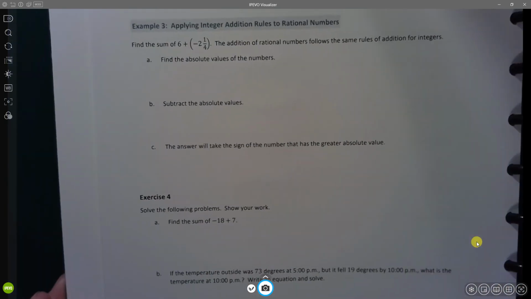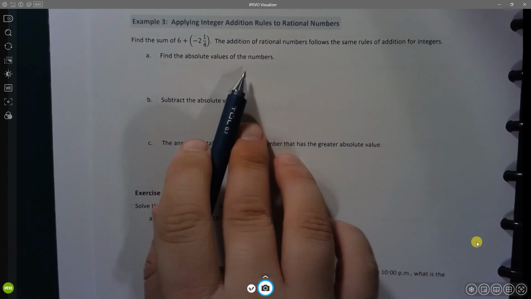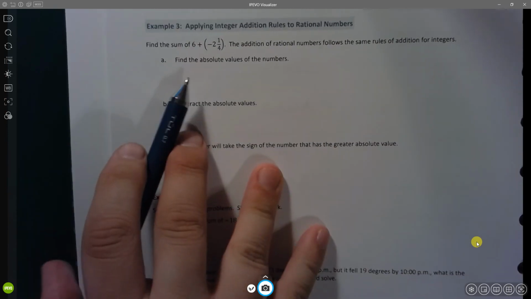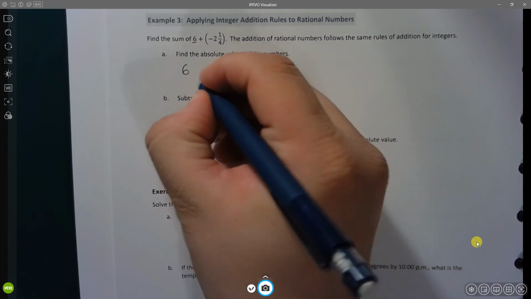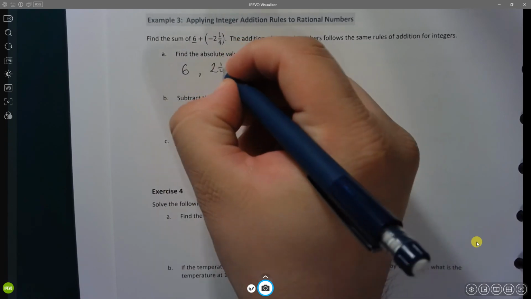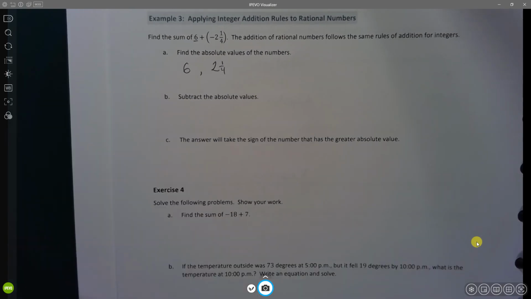All right, so applying integer addition rules to rational numbers. Find the sum of 6 plus a -2 and 1/4. The addition of rational numbers follows the same rules of addition for integers. So find the absolute values of the numbers. The absolute values are going to be 6 and 2 and 1/4, because that's how far those numbers are from 0.